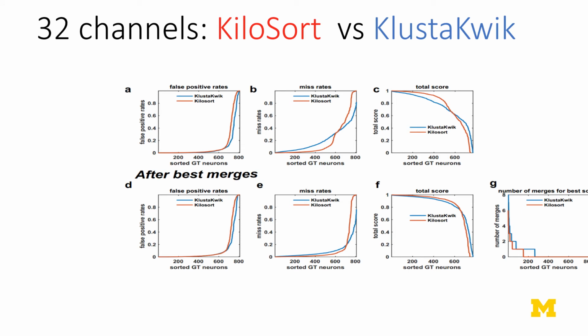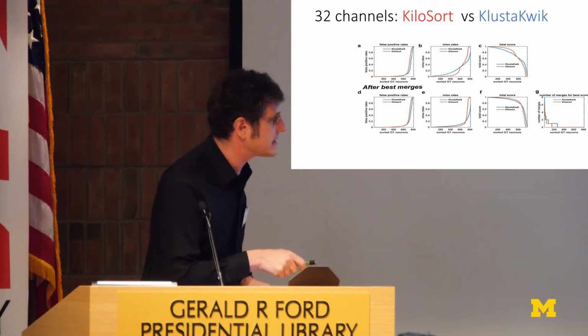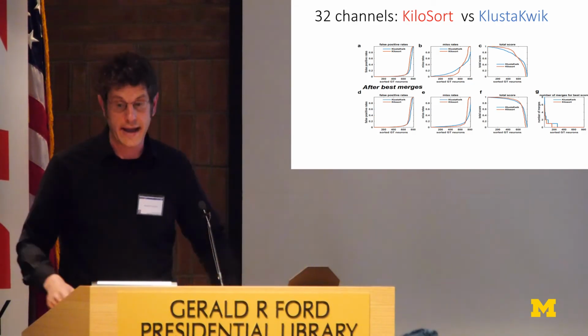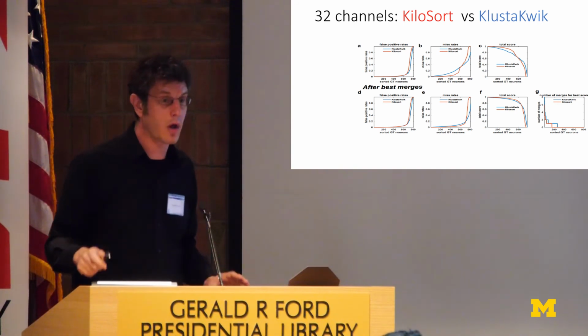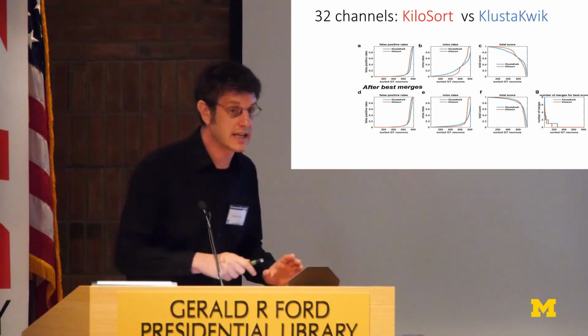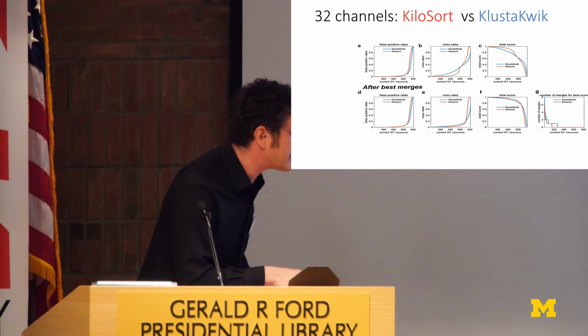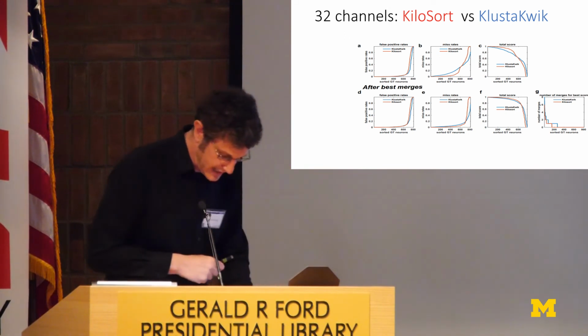If we now do a simulation of the manual stage, what the best manual operator would do, it doesn't change the results particularly much. ClusterQuick gets a bit better in the miss rates, but the total scores are still the same, that KillerSort is generally ahead. The other thing we can look at is the total number of merges required, which is an estimate of the manual operator burden, how long it would take to do this process. And you see that KillerSort is ahead there.